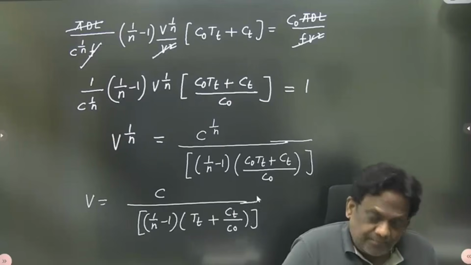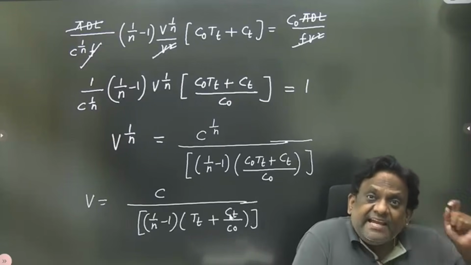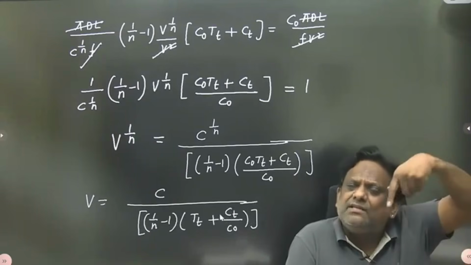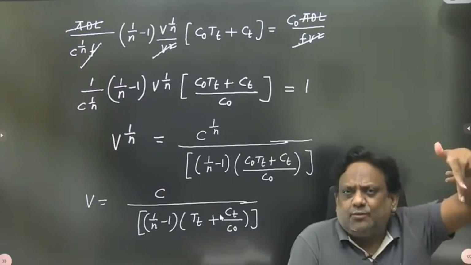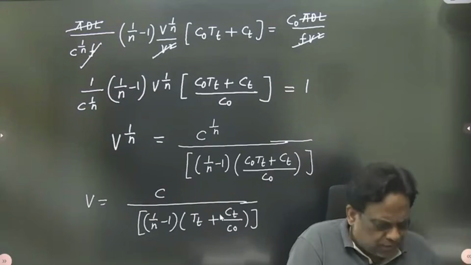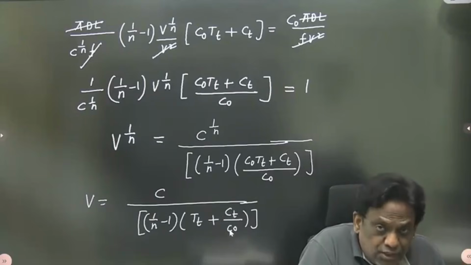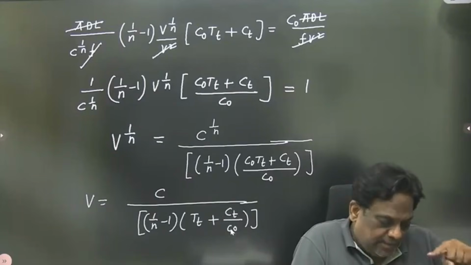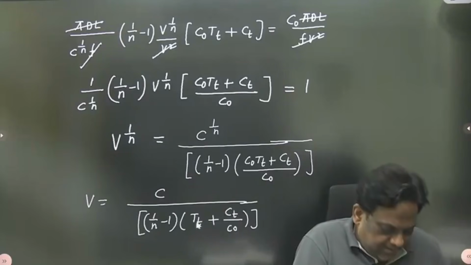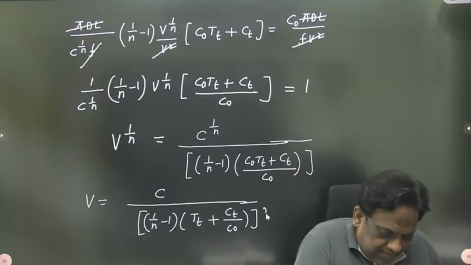Did you not understand? What is ct? It is the tool cost per cutting edge, or grinding. Sometimes it says grinding cost per cutting edge, or regrind cost per cutting edge. Both are the same. c naught is the machining cost per unit time and tt is the tool changing time. So tt has come. Now this is correct, sir.